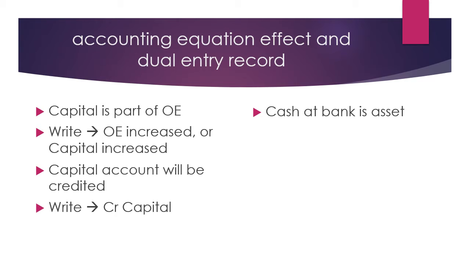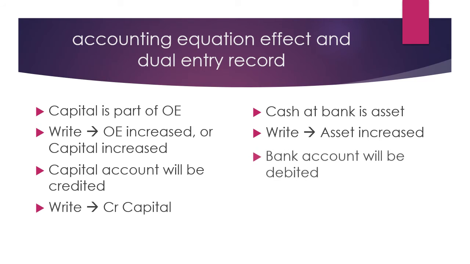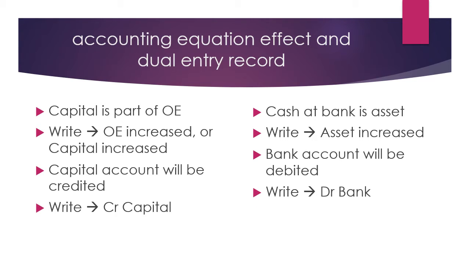And the cash at bank is classified as an asset. So you will write asset increase using the other clear formula. Whenever an asset increases, you must debit that particular account. So the bank account will be debited. So you will write DR bank, or you can use the term cash at bank. Bank is much simpler, but you can also use cash at bank.